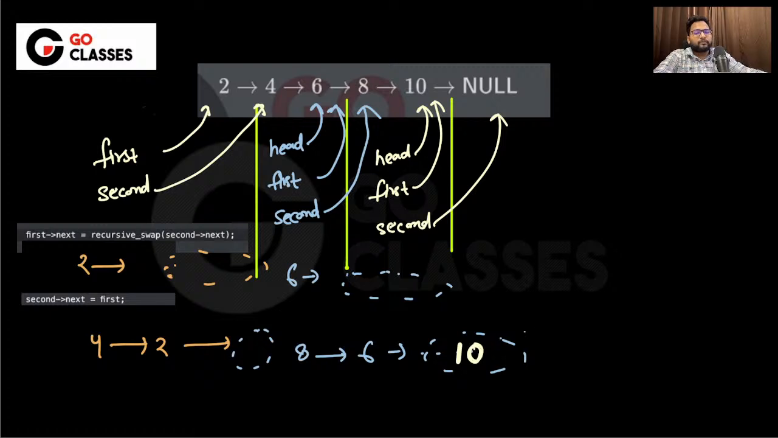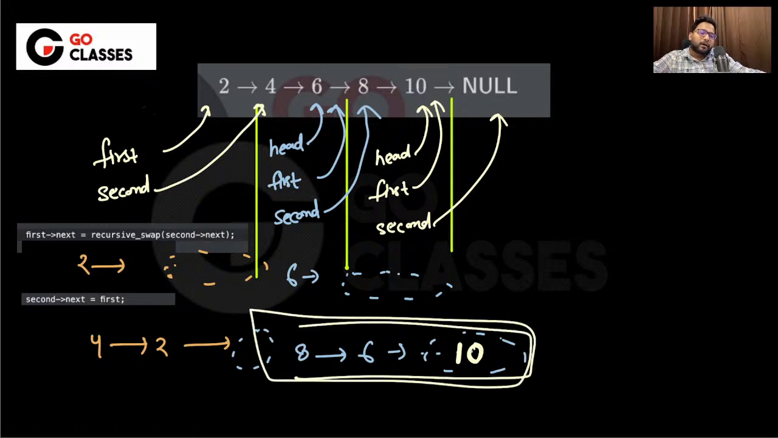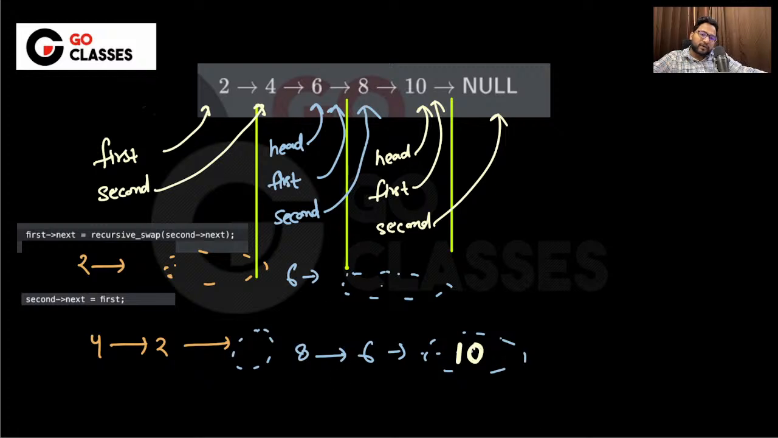Is this okay to everyone? Because this is important. 6 will be pointing to whatever this function call will return, but this function call will directly return 10. Now 6 will return 10, and because of the next line, because of this line, 8 will start pointing to 6. So 8, 6, 10 is there.